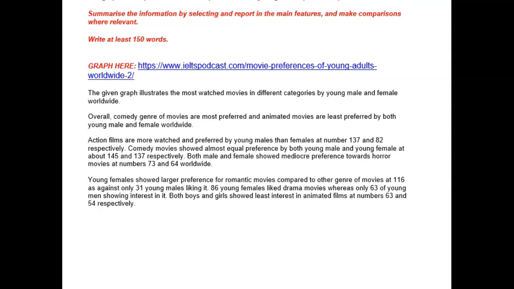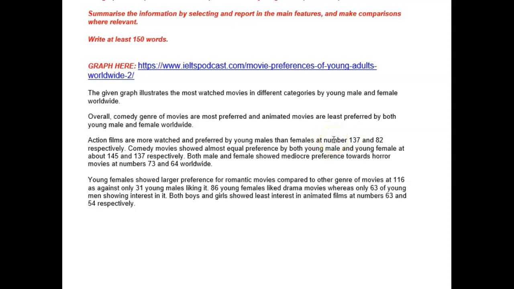The given graph illustrates the most watched movies in different categories by young male and female worldwide. Females, young males, plural, and females, plural. Overall, the comedy genre of movies are most preferred, and animated movies are least preferred by both young males, S, and females, again, S, worldwide. Action films are more watched and preferred by young males and females at number 137 and 82, respectively. Get rid of the word number here. It doesn't work. It just sounds awkward.